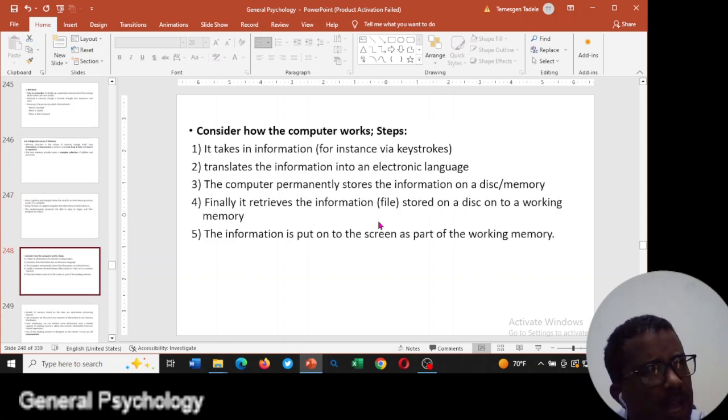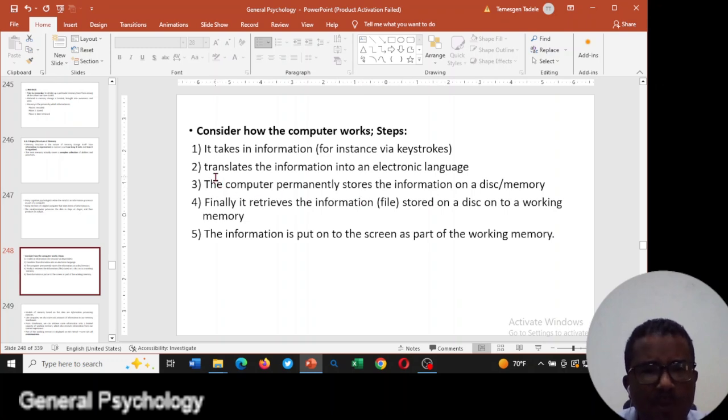According to the information processing theory, they consider this issue. For example, a computer or mind takes information. The computer, for example, takes information through keystrokes or a keyboard. A person can collect, register or encode information by using a keyboard. Similarly, our mind can record information through sense organs, especially stimuli that come from the environment.